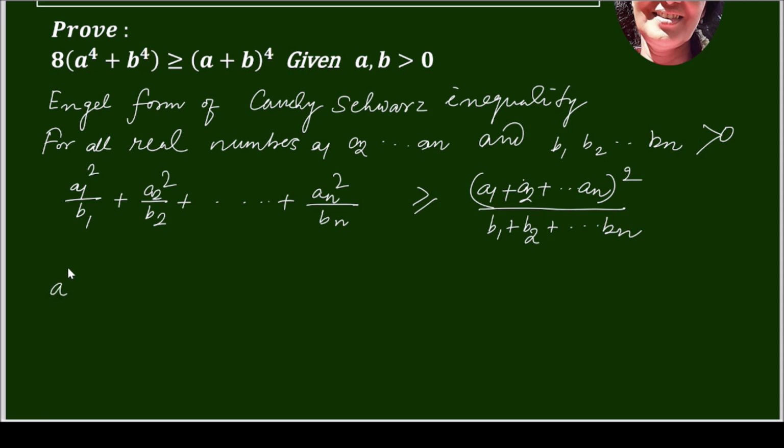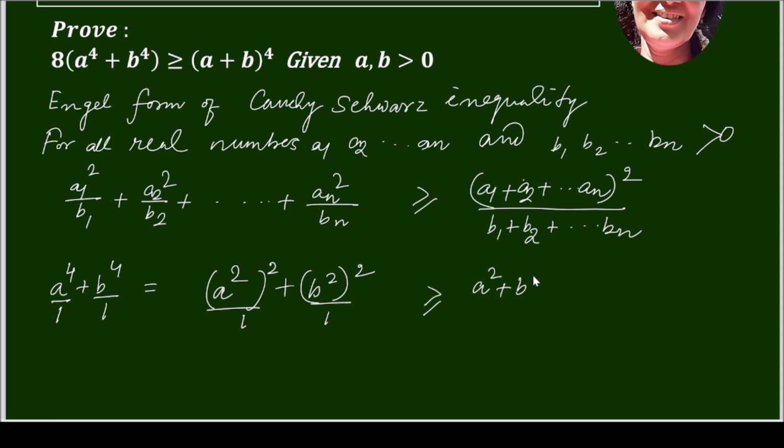Now I am taking a power 4 plus b power 4. This is your a square and b square because I have to write in this form. a4 plus b4 I can write as a4 by 1 and b4 by 1, that is a square whole square by 1 plus b square whole square by 1. Now we can compare with this above expression. This is a square plus b square and here it is 1 and 1. So b1 is 1, b2 is 1. So it is greater than equals to a square plus b square whole square over 2. Or instead of writing all the steps, you can directly write this.